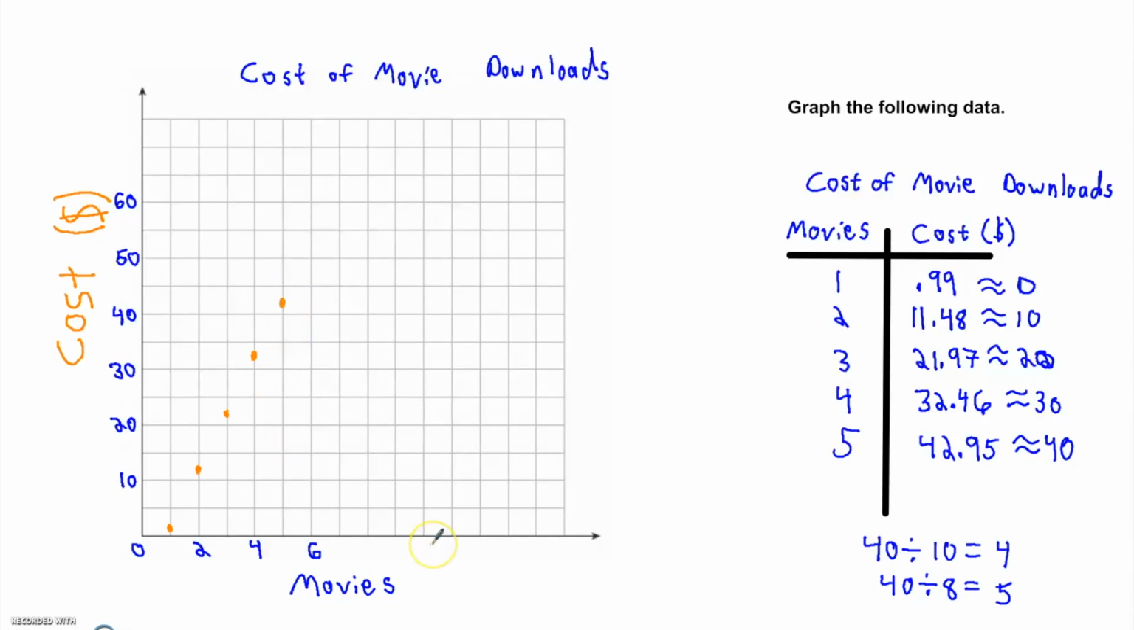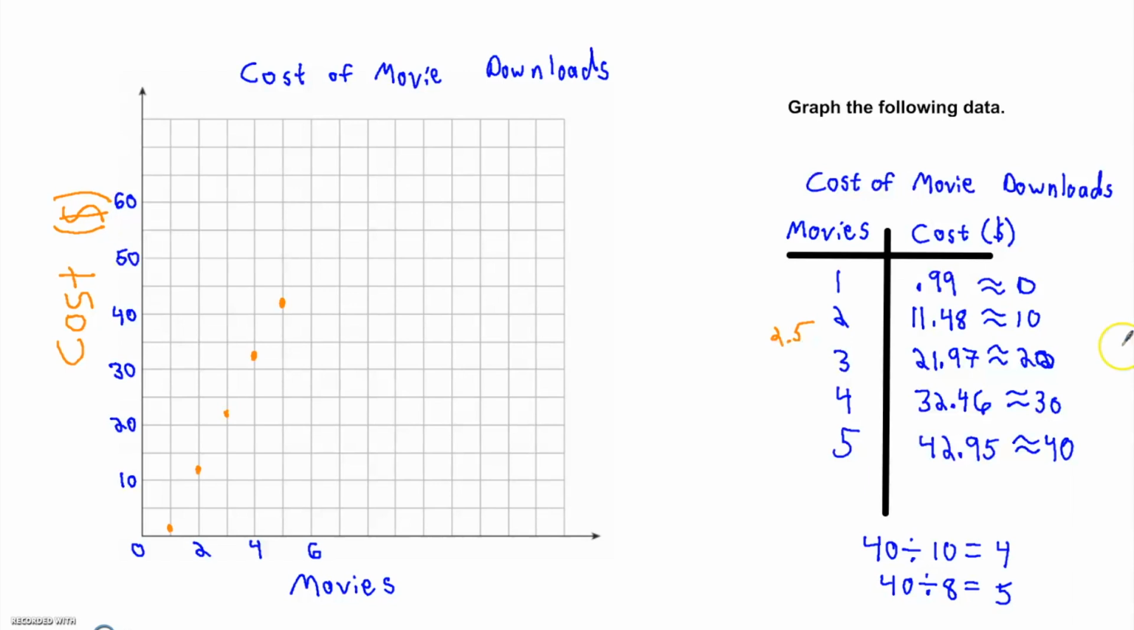And the interesting thing here is I'm not going to connect these points. Because if I did connect these points, then I'd be saying that I have points in between them. And I don't have half movies. There is no such thing as 2.5 movies, and there's no cost to it. So I should not connect the dots because there are no points in between these. So this is our graph that represents the cost of movie downloads over the number of movies that we've purchased.